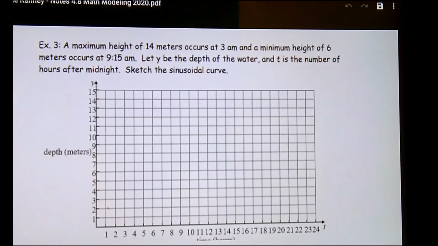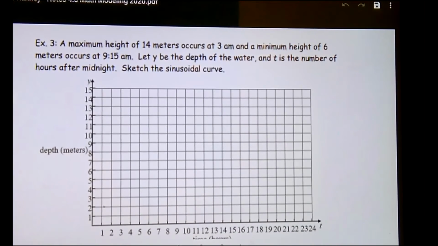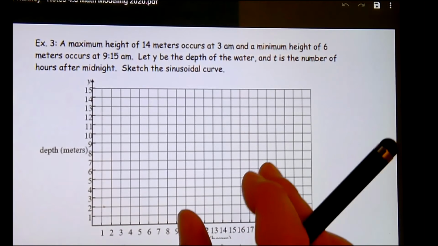Okay, so a maximum height of 14 meters occurs at 3 a.m. and a minimum height of 6 meters occurs at 9:15 a.m. Let Y be the depth of the water and T be the number of hours after midnight. Sketch the sinusoidal curve.